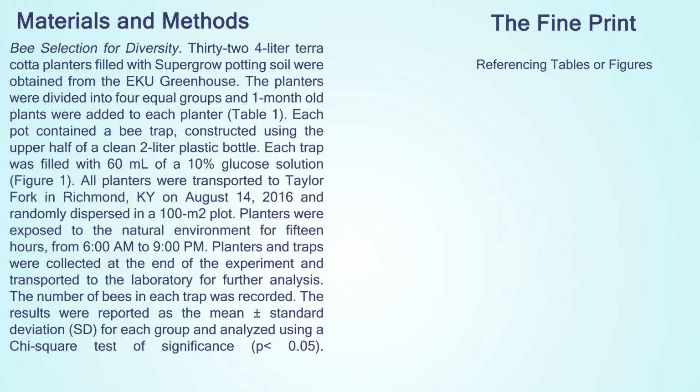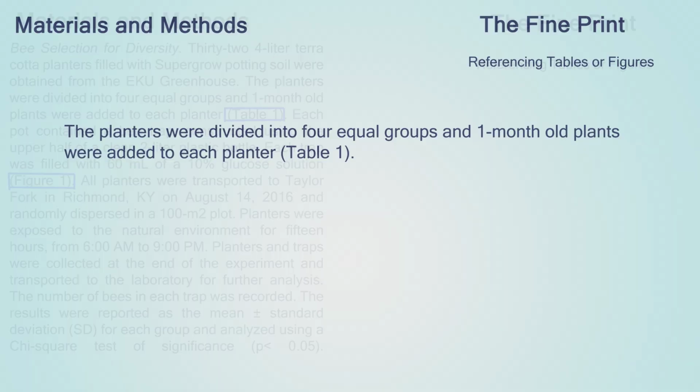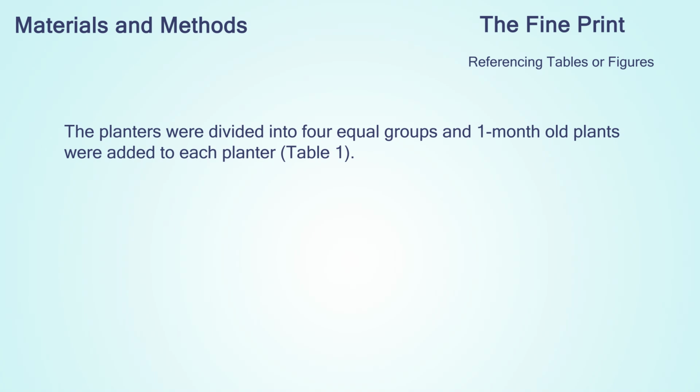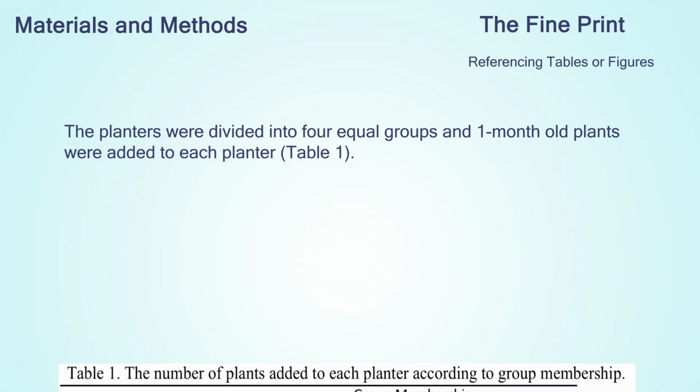First, let's focus on the sentence that references the table. Then, we look at the sentences that reference the figure. This sentence tells the reader that the plants were divided into 4 equal groups with 1-month-old plants. But this sentence does not tell the reader how many plants and what kinds of plants were added to each planter. Rather than writing about each group and plants individually, the author references a table. And ta-da! Here's the table.